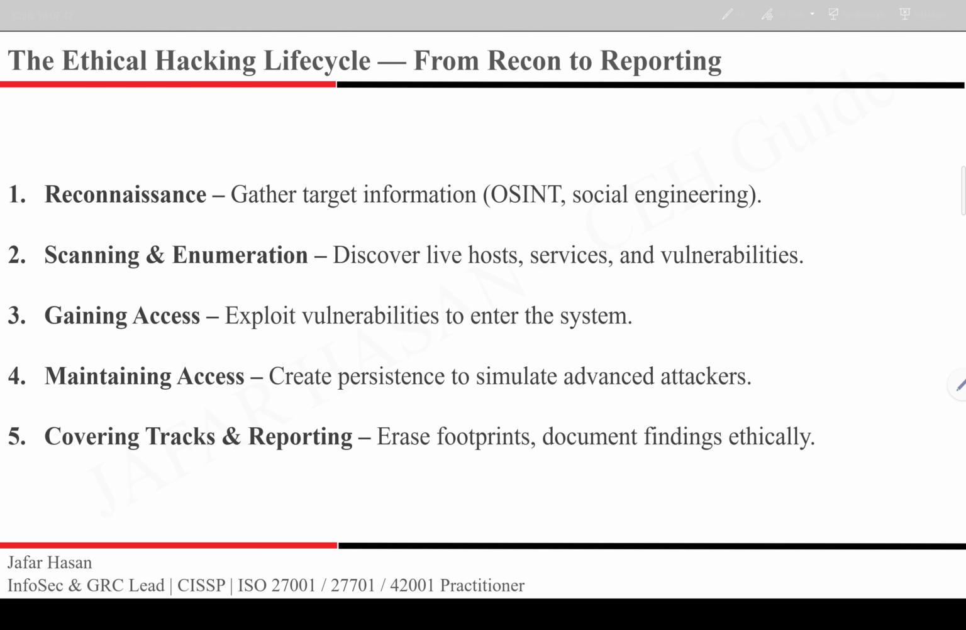Alright guys, CEH revolves around 5 phases. These are literally the heart of every penetration test. First, you collect the information, which is called reconnaissance. Then you scan and enumerate. Then you exploit the weaknesses. And next comes maintaining the access. That is where advanced attackers hide inside the system. And finally, reporting. This is the part most students ignore.